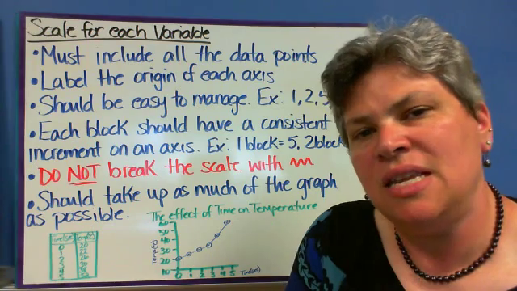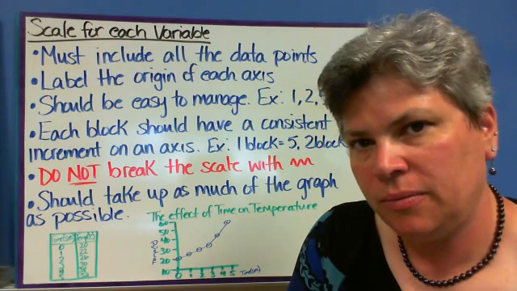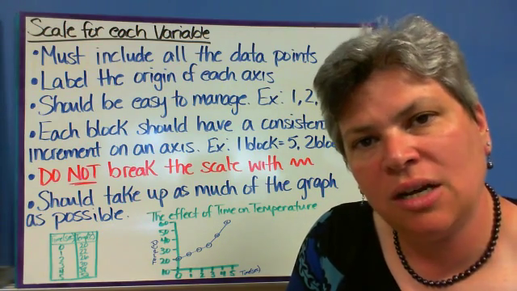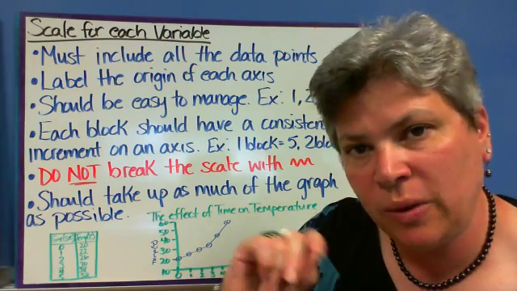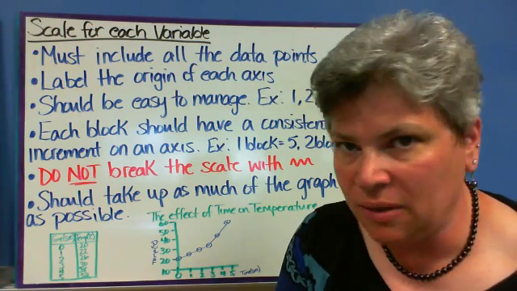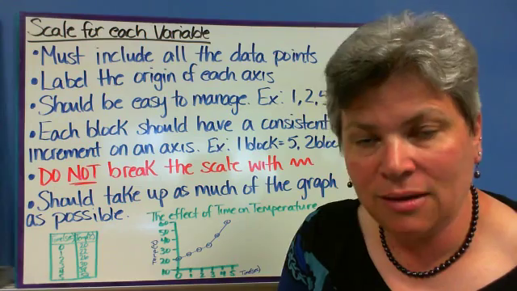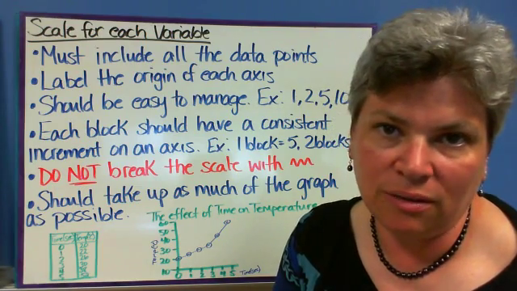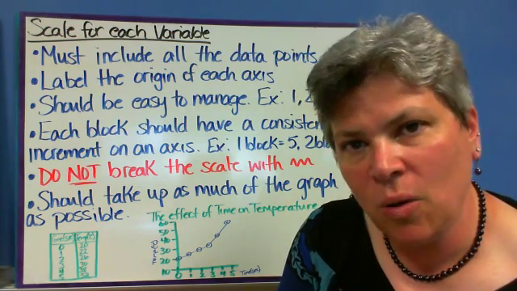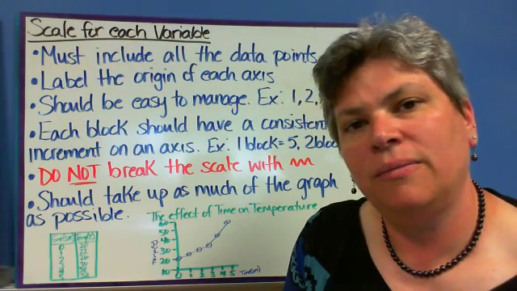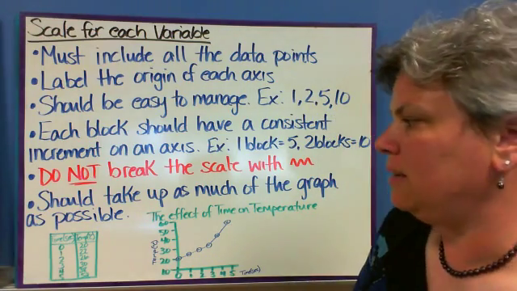Your graph does not have to start at 0. But the origin does need to be clearly labeled, and if you put a squiggly in there, you're not going by something consistent, and you don't have a clearly labeled origin. So start with whatever number you want and go up from there. But don't put that little squiggly guy in.